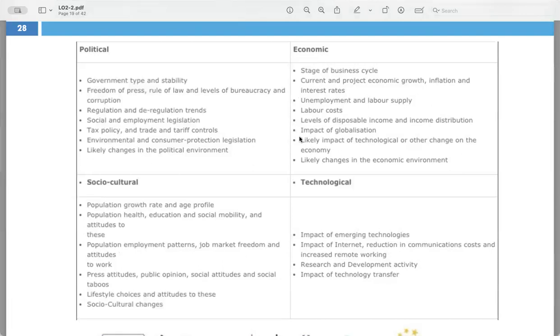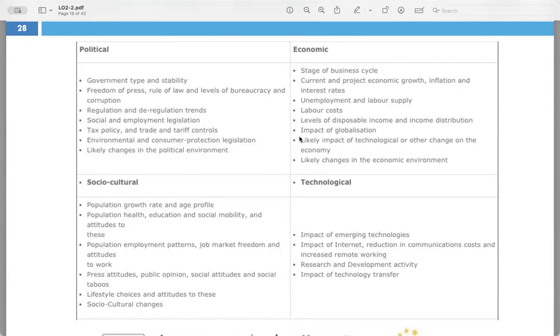Social cultural: population growth rate and age profile, population's health, education, and social mobility and attitudes to these, employment patterns, job market, freedom and attitudes to work, press attitudes, public opinion, lifestyle choice, social cultural changes.